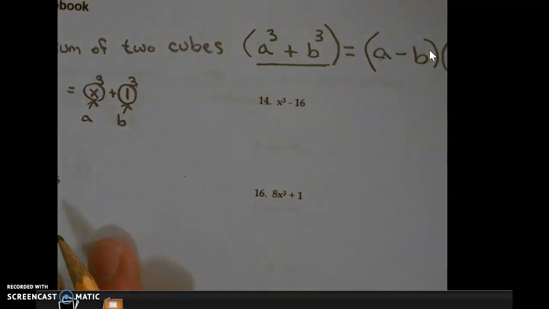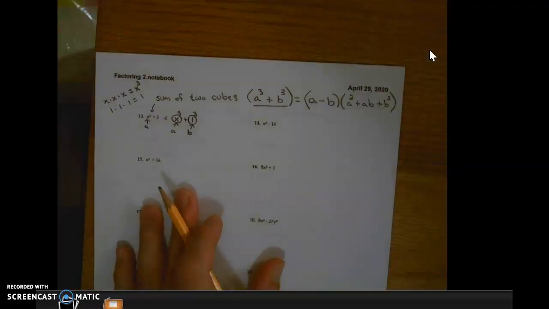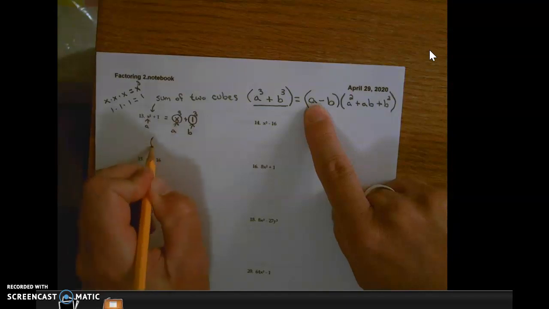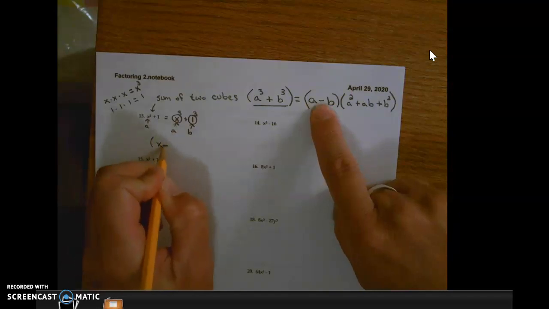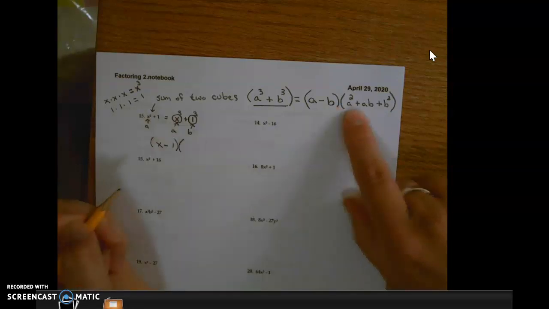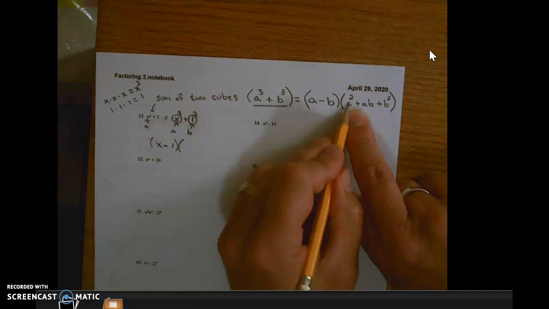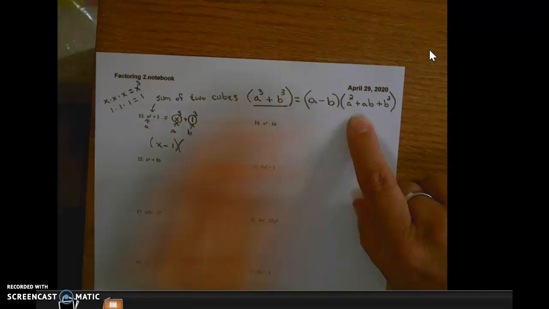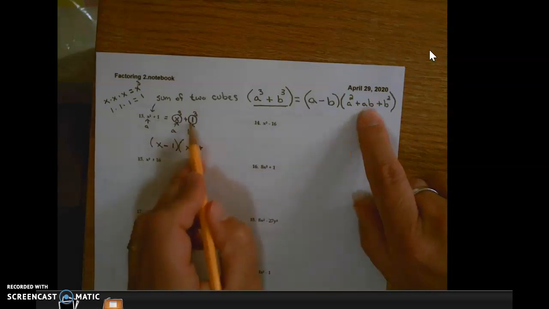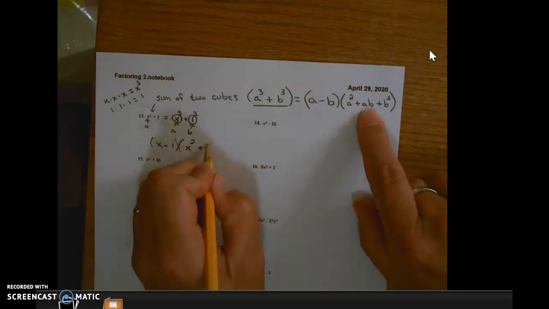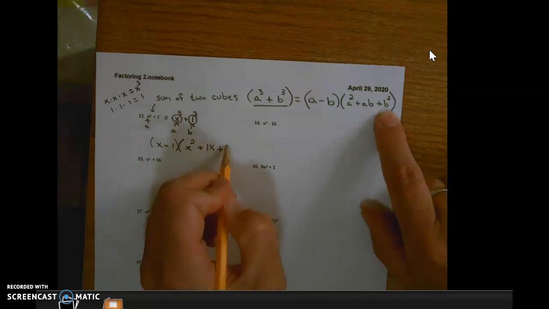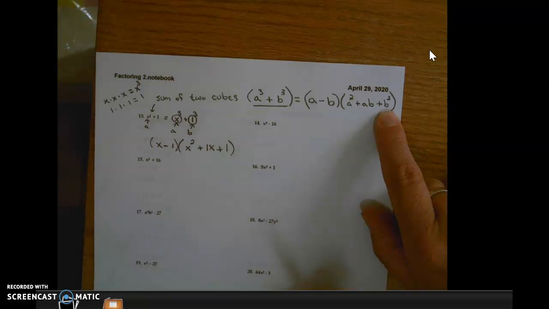So let me zoom out a little bit more so we can see this. So the first factor is going to be x minus b, which is 1. Okay, our next one, our a value is x, so plugging in x for a, x squared, plus a times b, so x times 1, which is 1x, plus b squared, so 1 squared is 1. And there is your answer.